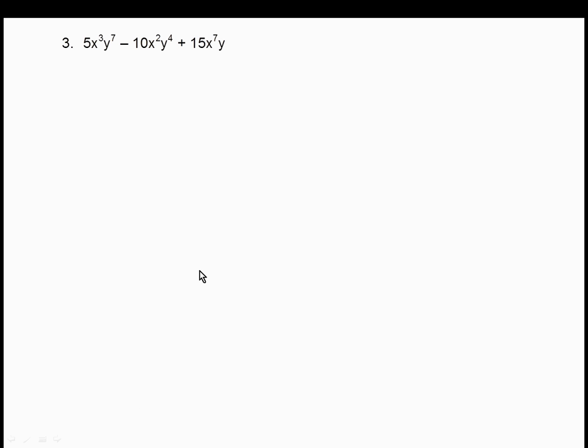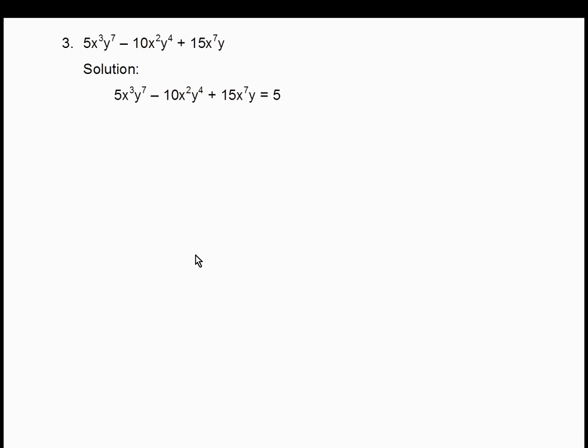For the variables, looking at the x, everybody has an x. I've got a cubed, a squared, and a 7th, so the smallest exponent is going to be the squared. For the y, I have exponents of 7, 4, and 1, so the smallest exponent is going to be 1. So I can factor out 5x squared y. That will go outside the parentheses.